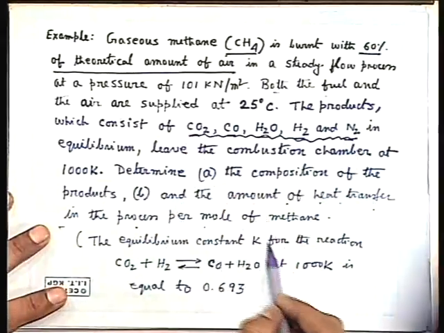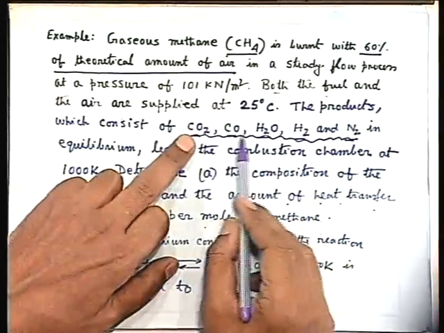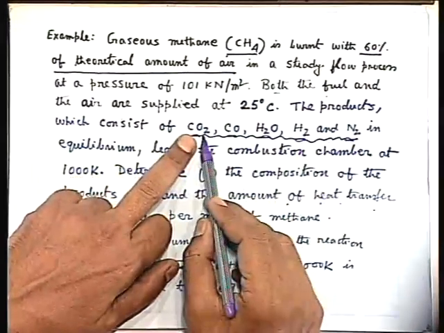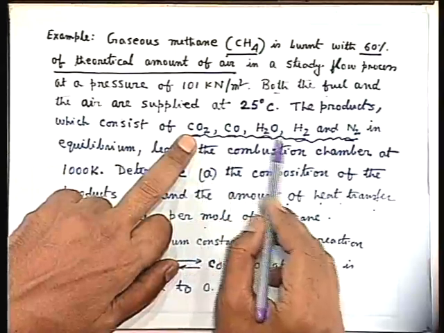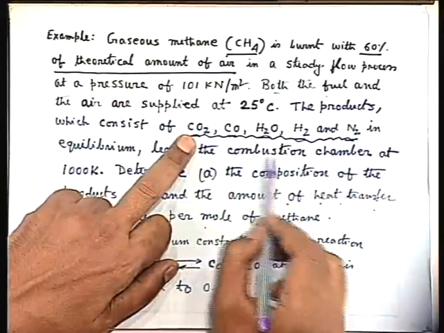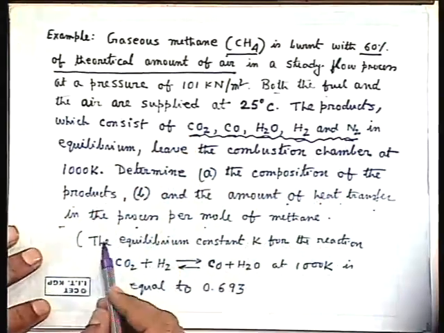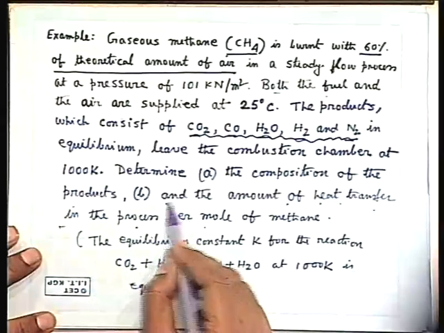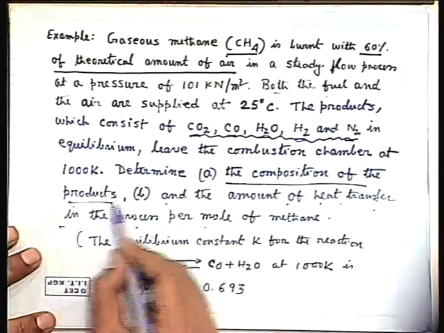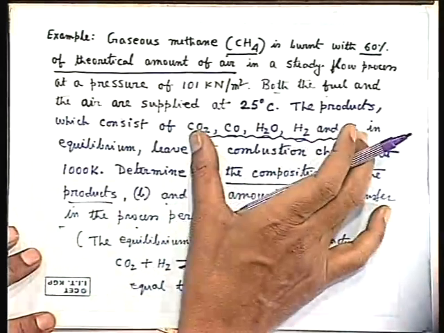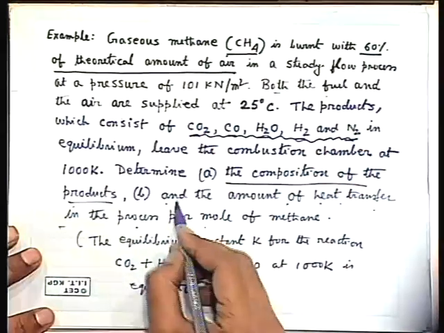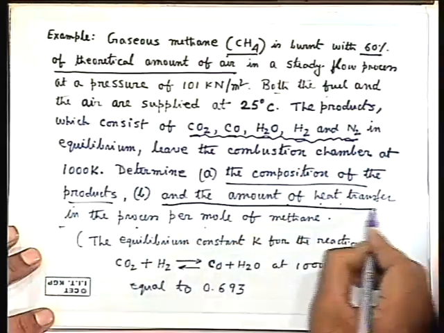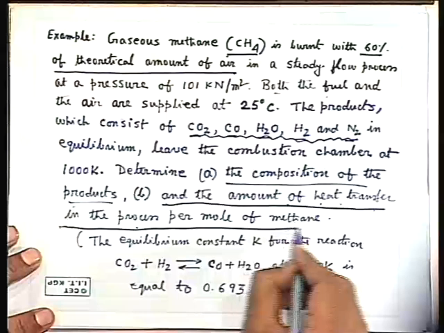This is the equilibrium. They are in equilibrium means that they do not change in their composition: CO2, CO, H2O, H2, N2. So what we have to find out is the composition of the products, that means when the products are coming out, they are of fixed composition. We have to find out that composition and the amount of heat transfer in the process per mole of methane.